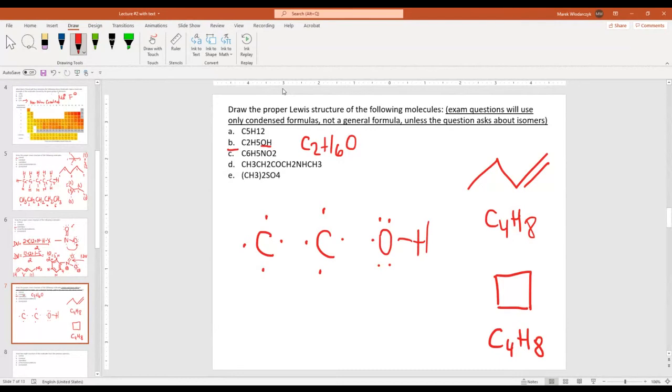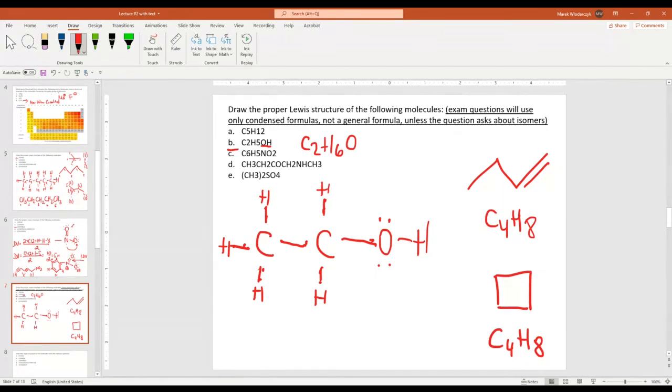Then we have 5 extra hydrogens. If you look at this molecule, first you want to connect your central atoms, the carbons and the oxygen, and you just count the number of unpaired electrons: 1, 2, 3, 4, 5. That makes it very simple, because all you have to do is draw 5 hydrogens around those atoms and then connect them together. So this is the structure of ethanol.